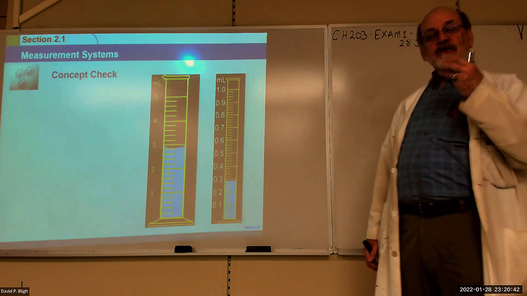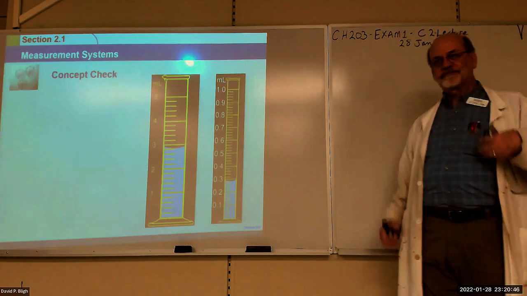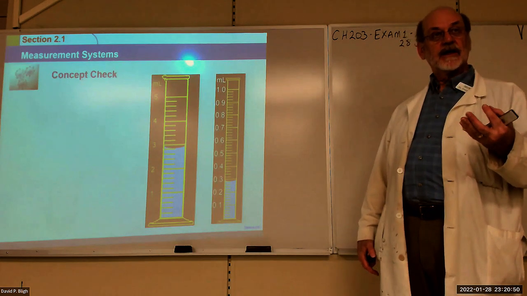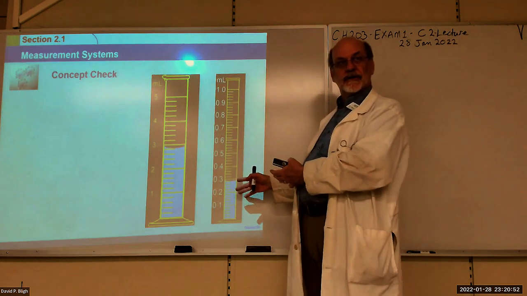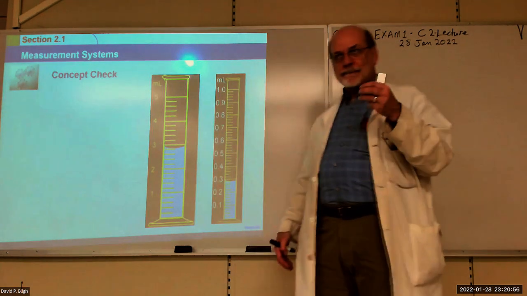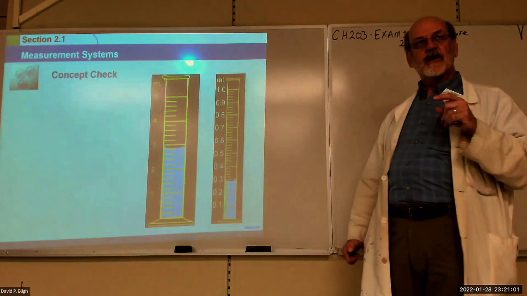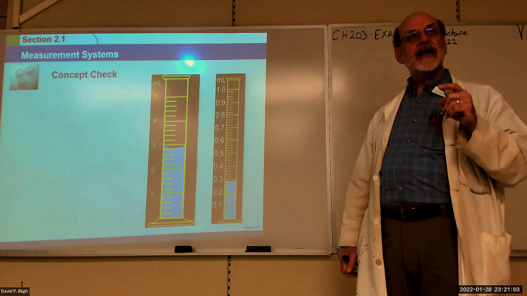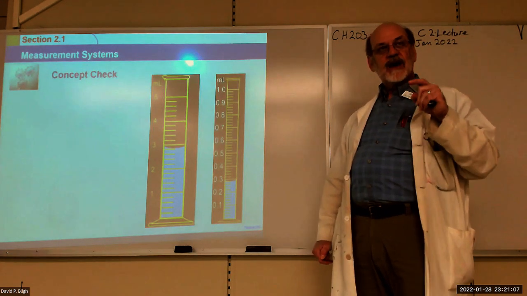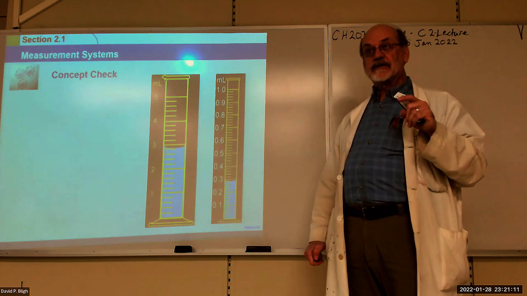Now, as a practical matter, when you're in the laboratory and you're making measurements, say you have to combine measurements in some form or fashion. In this case, we're combining volumes. We're combining this volume with that volume. What determines the limit on your significant figures? What determines the accuracy of the outcome? It's determined by the least accurate instrument in the series.